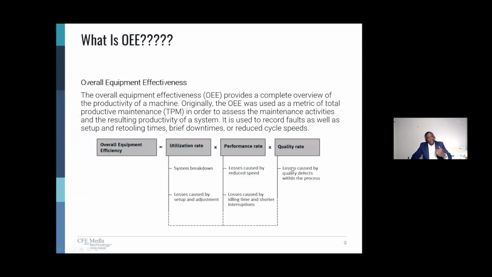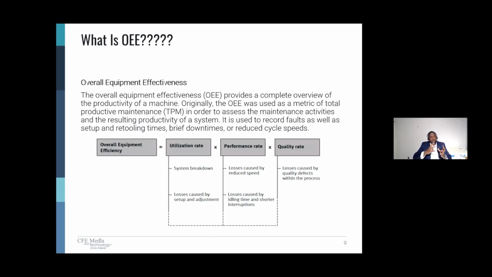Why do I need to collect all of this data? Well, there's a term that you should always keep in mind, and you should be very intimate with, and that is overall equipment effectiveness. So what is that? That's something you want to keep on the forefront of your mind. The overall equipment effectiveness provides a complete overview of the productivity of a machine.